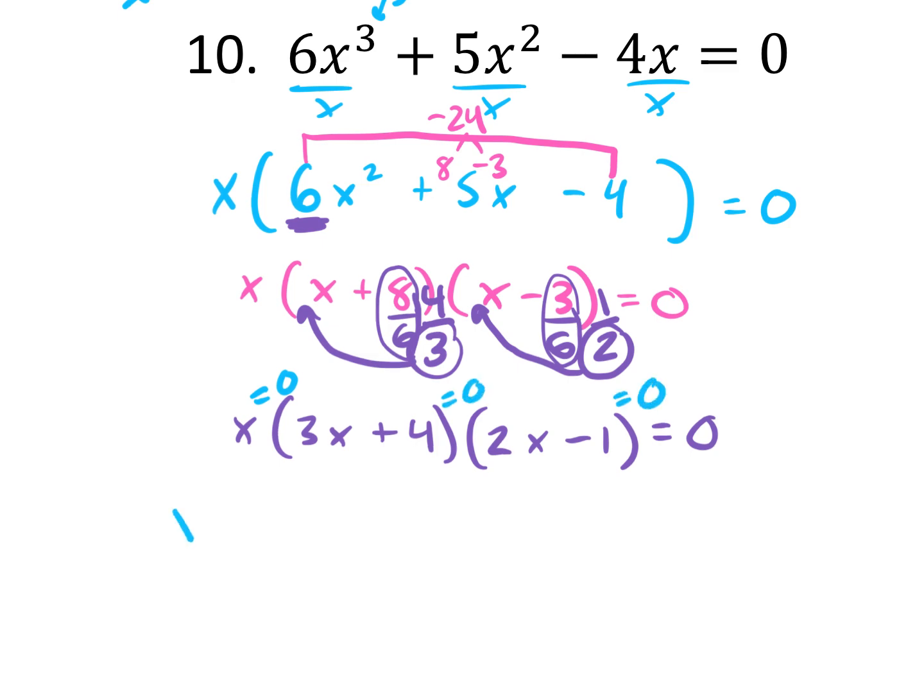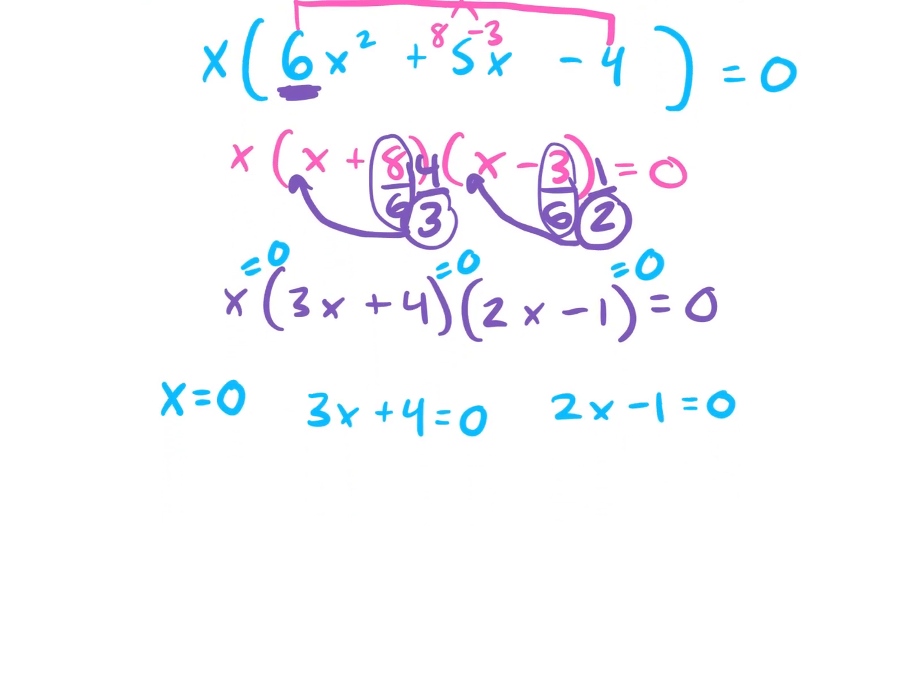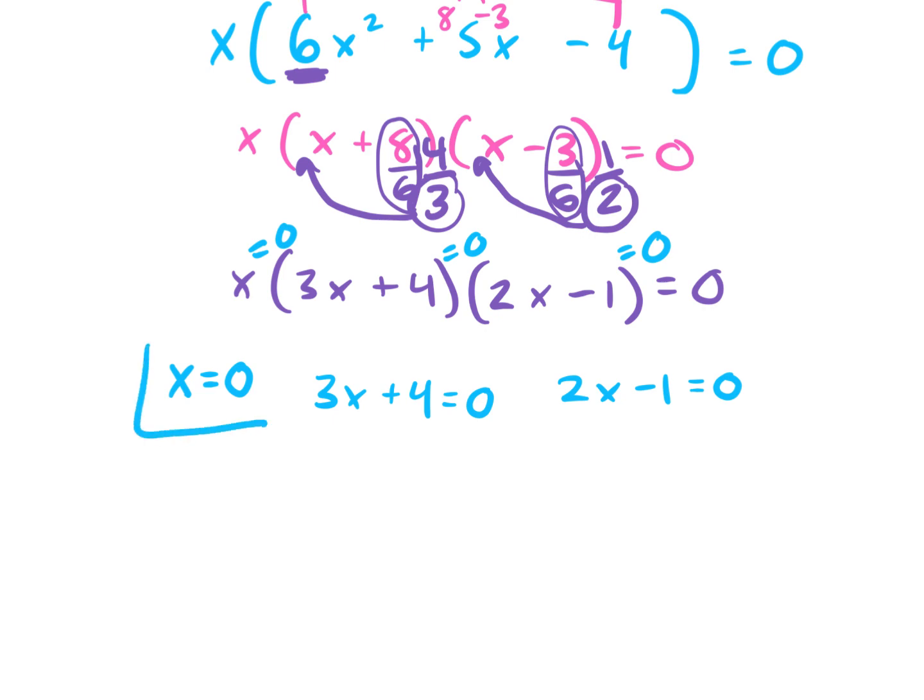So don't forget that x that we took out in the beginning, we have to set that equal to 0. We have 3x plus 4 equals 0, and 2x minus 1 equals 0. Then we just solve each little equation. x equals 0, it's already solved, so that's one of our answers. And the next one, we're going to subtract 4. 3x equals negative 4 and divide by 3. So x is equal to negative 4 over 3.